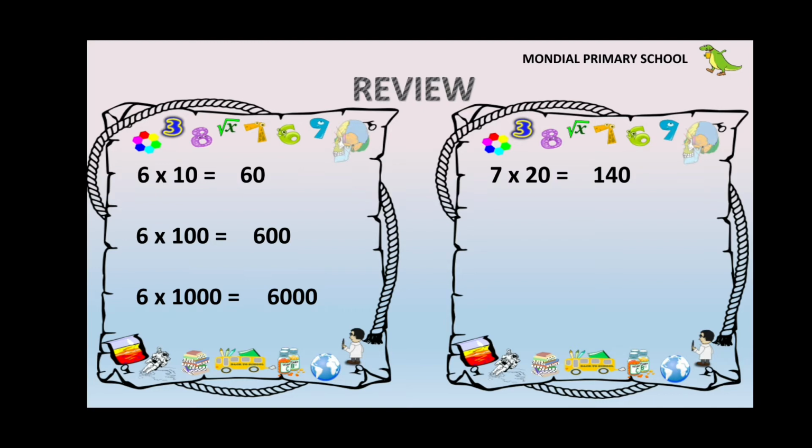Next, what is 7 times 200? 1,400. Wow, nice. The last, what is 7 times 2,000? 14,000. Well done. The two numbers are first multiplied before appending 1 or 2 or 3 zeros at the end. Good job.